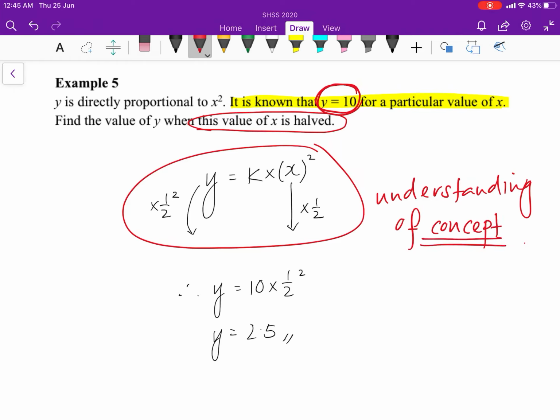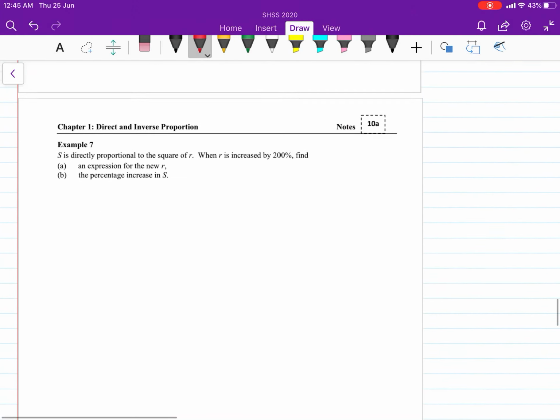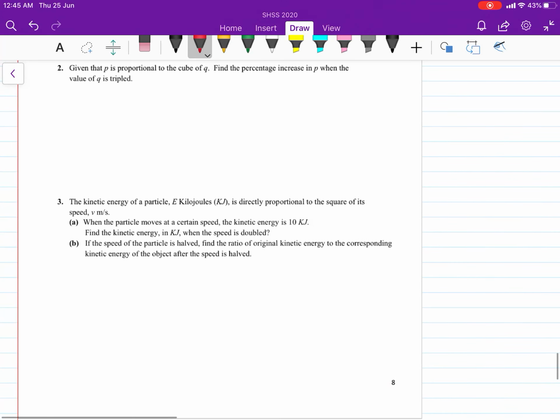So that's all for example 5. Now, once you're done, you need to do homework. Question number 3. Just one question. Once you're done, take photo and post it on OneNote. That's all I have for you today. Today is just a 1 period 35-minute lesson.